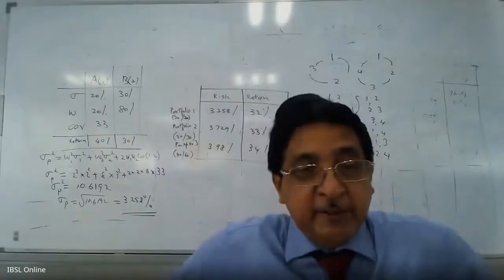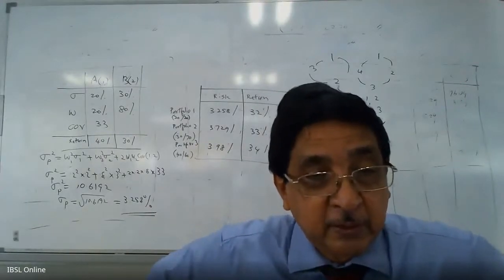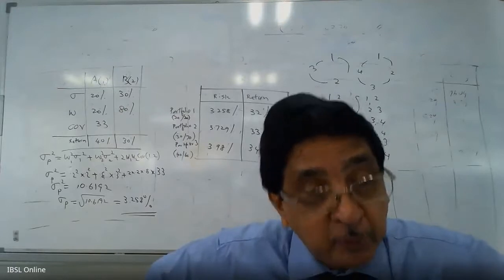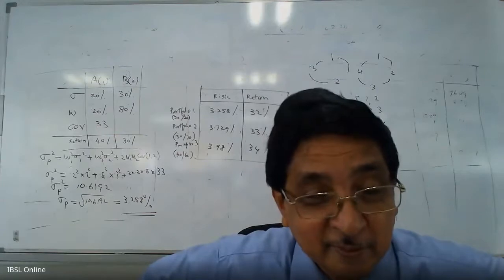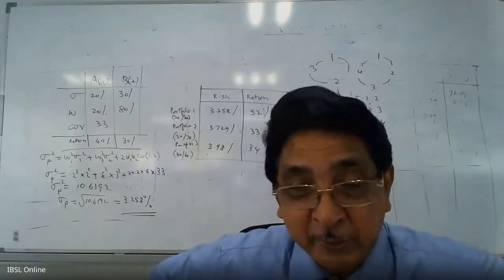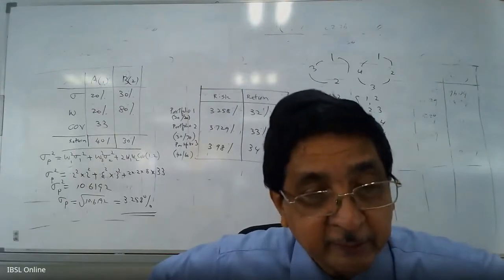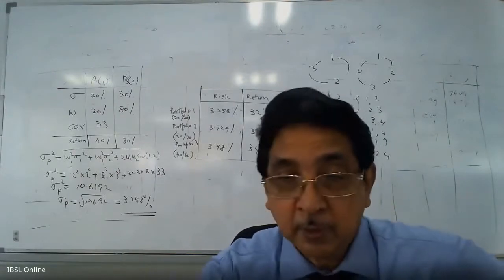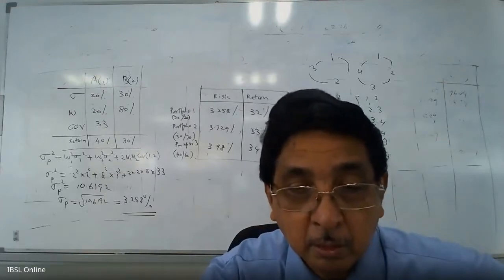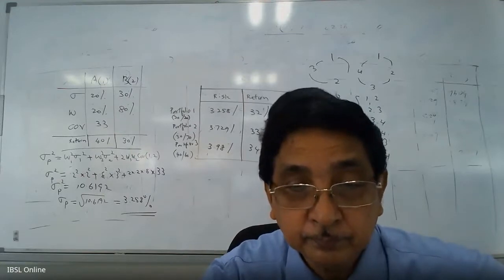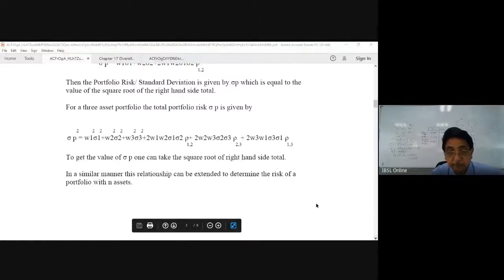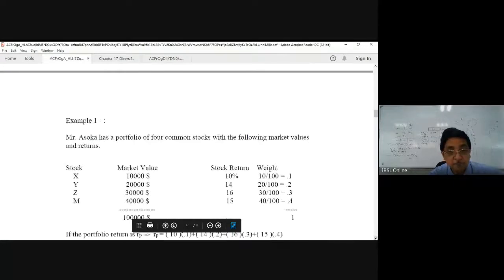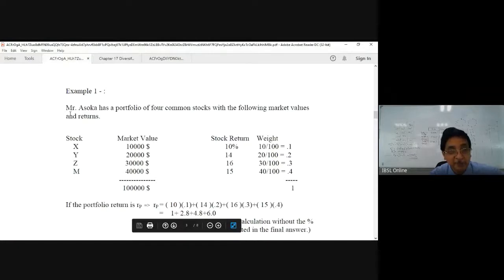What I want to do is teach you how to go into a formula where you have many assets. That is my intention. I don't know whether you got my point. If you have got it, then we can proceed. Now look at it with 3 assets. Rather than covariance, they put sigma and rho. Right. Now we go to the example.